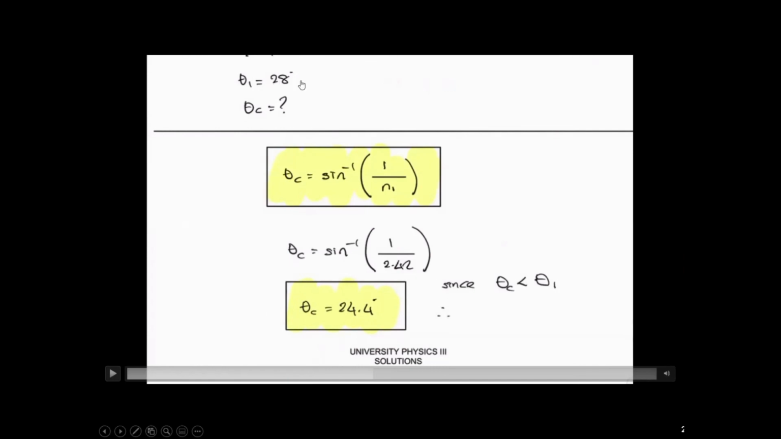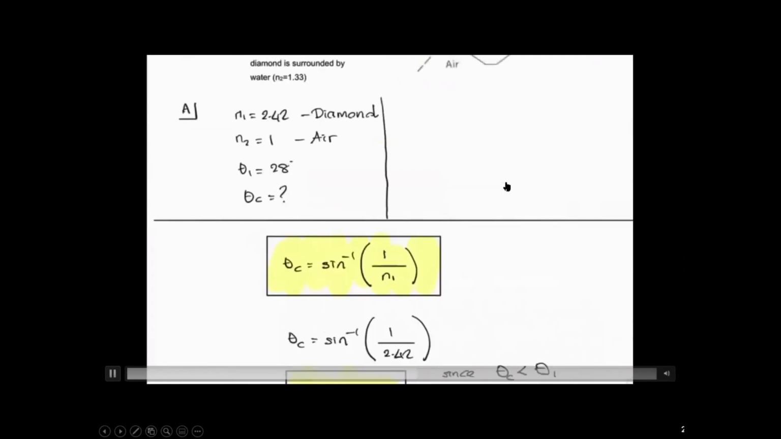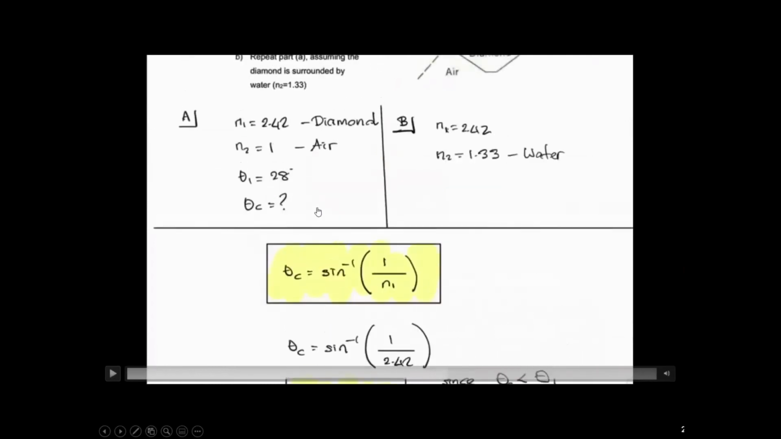The angle of incidence is going to be 28 degrees, which means that the light is going to be internally reflected. That's the case. Which means that this thing is going to capture light. So what if now we place diamond into water? What's going to happen? All right, so what happens to the critical angle if that's the case?